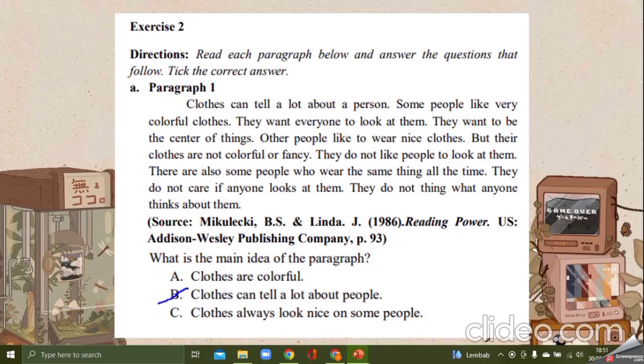What is the main idea of the paragraph? The answer is B. Clothes can tell a lot about people.